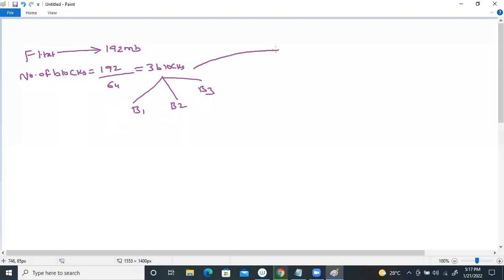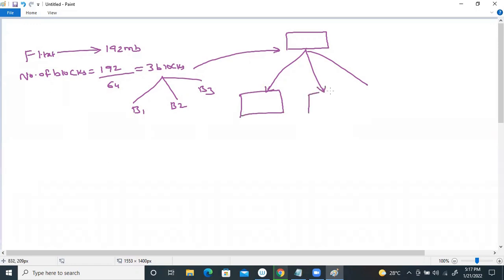How are these blocks going to get distributed across the slaves? The single master and multiple slaves, right? Think that you have got 3 slaves: slave 1, slave 2, slave 3, S1, S2, and S3, right? This is the name node or the master node.